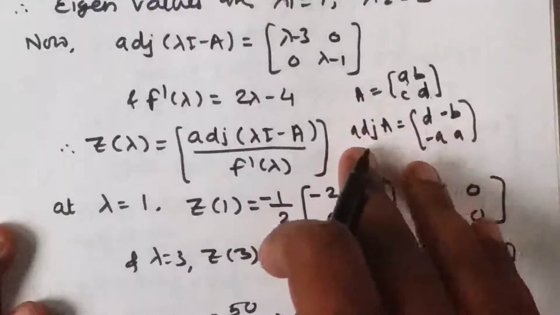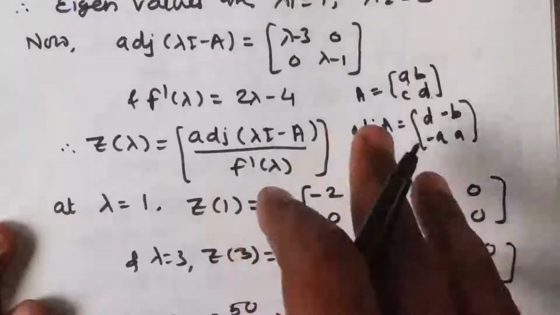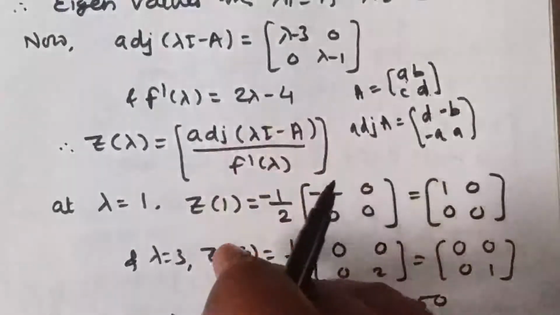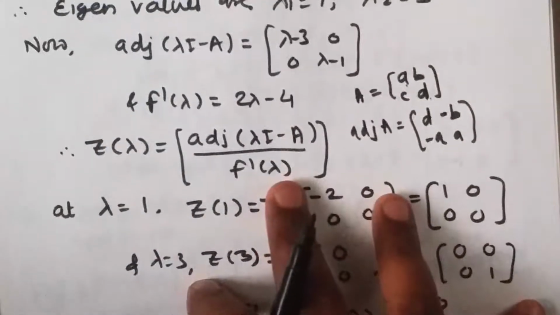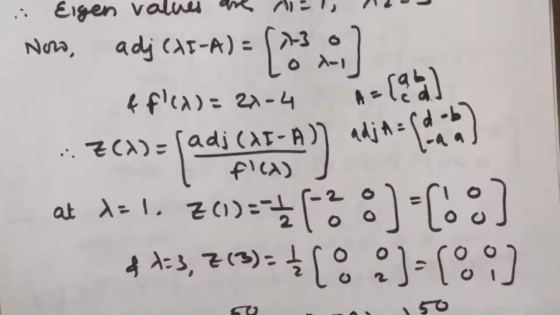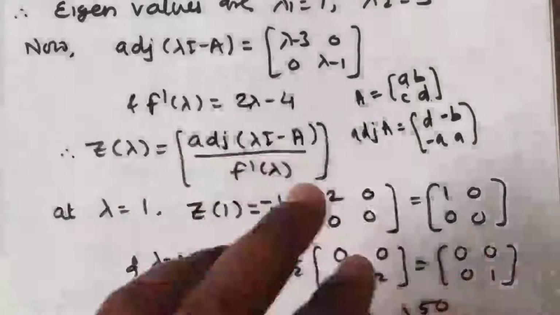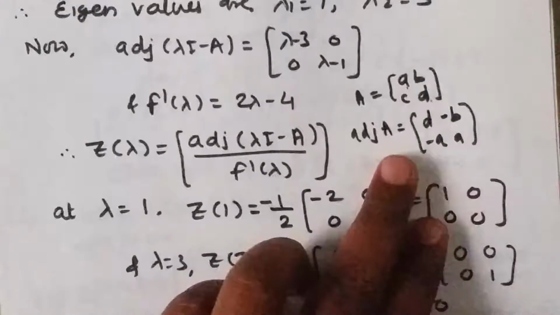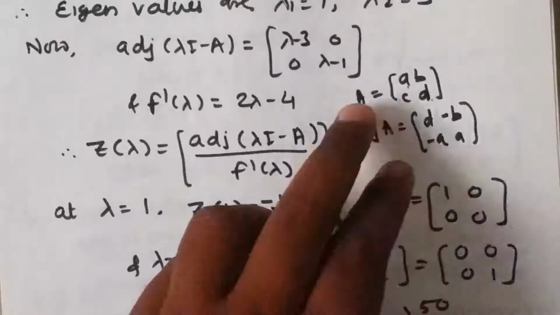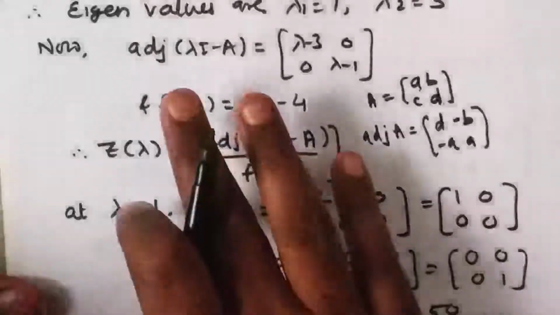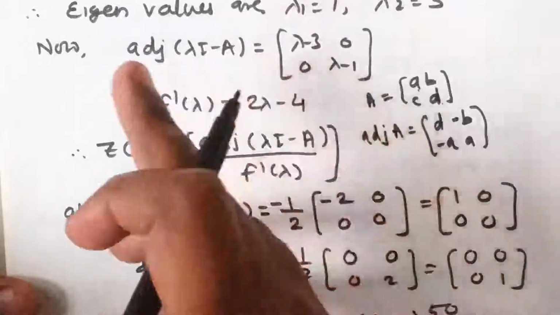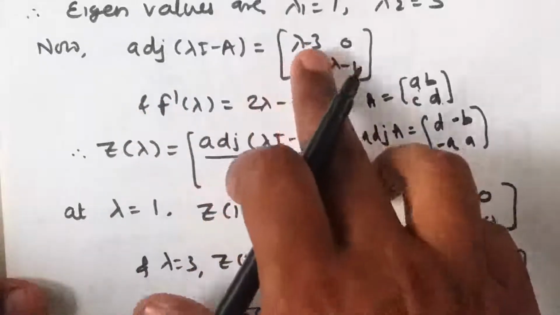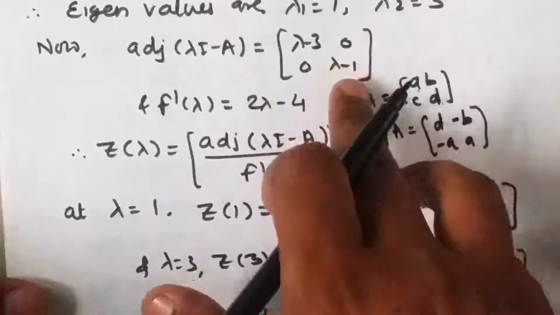And when you have to calculate the adjoint of a 3 by 3 matrix, then you need to calculate the minors and cofactors, and after that we determine its adjoint by using the minor cofactor concept. But in most of the problems you are going to have only 2 by 2 matrices. So in that case it will be easy to calculate the adjoint using this formula. Fine. Now adjoint of lambda I minus A, which we have already calculated, will be lambda minus 3, 0, 0, lambda minus 1.